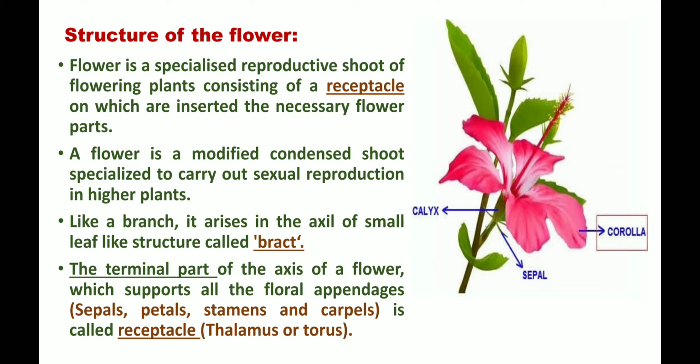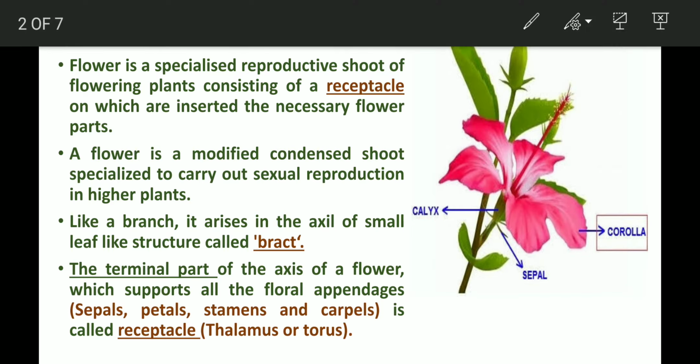So, what is a flower? Okay, all of you know about the plant. Plant is having a shoot system and a root system. Okay, so flower is a part of a shoot system. Flower is a specialized reproductive shoot of flowering plants. And what are flowering plants? Flowering plants are angiosperms.